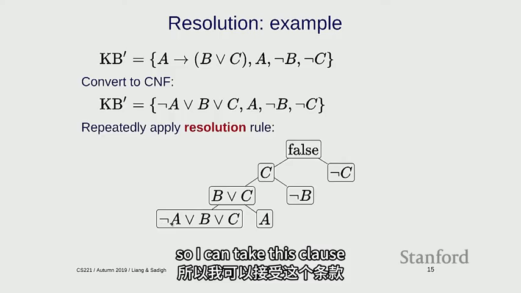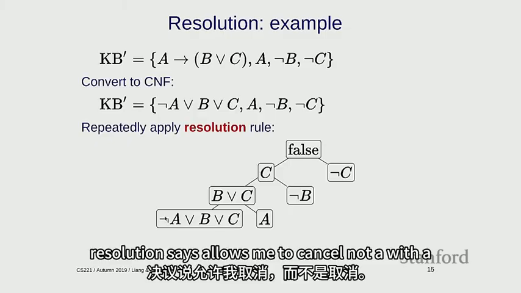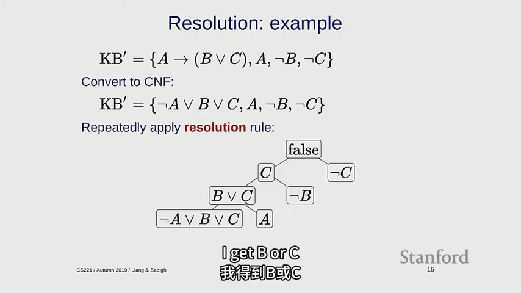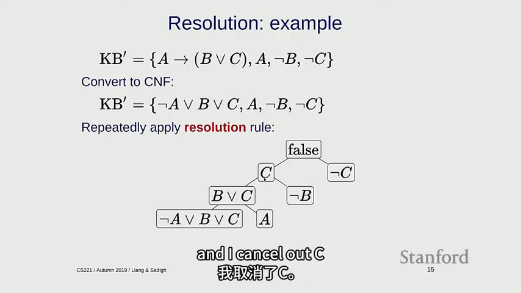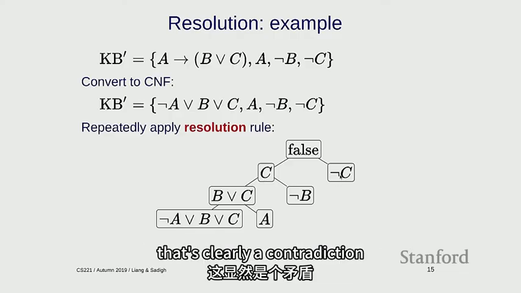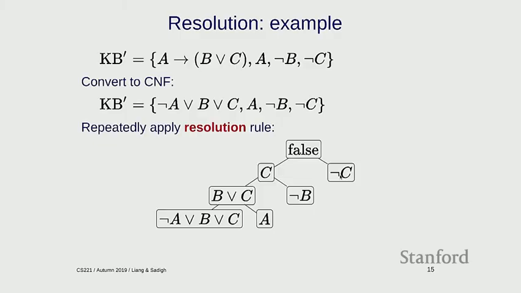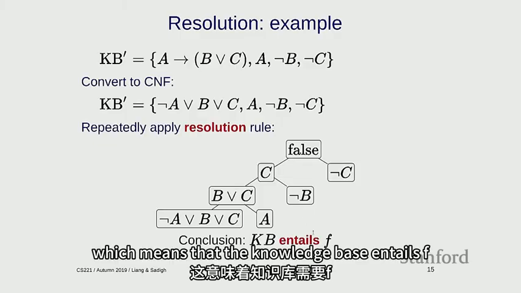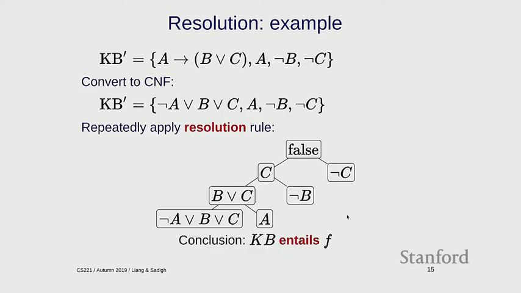So I can take this clause. Resolution allows me to cancel not A with A. I get B or C. And then I take B and not B, cancel it out. C, and I cancel out C. When you see C and not C, that's clearly a contradiction, and you can derive false. Which means that the knowledge base entails F in this particular example. Okay.